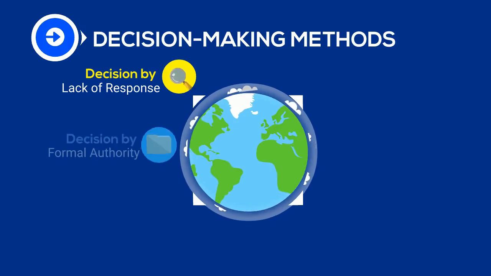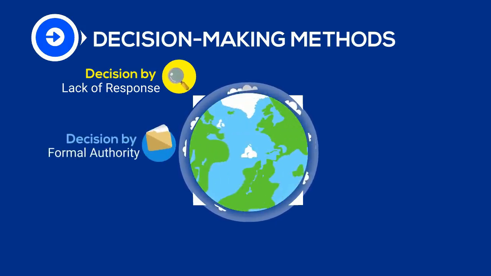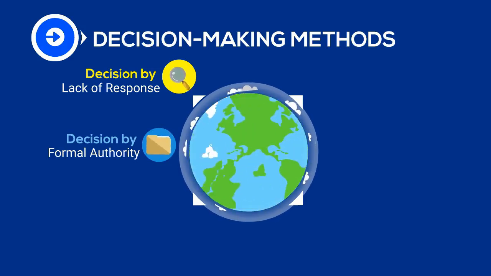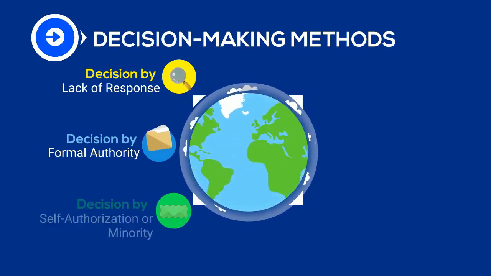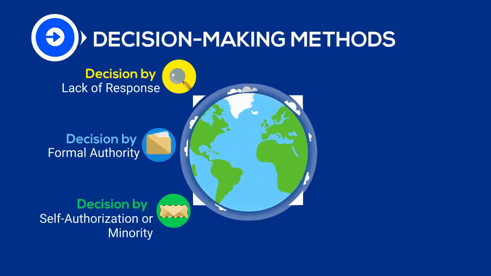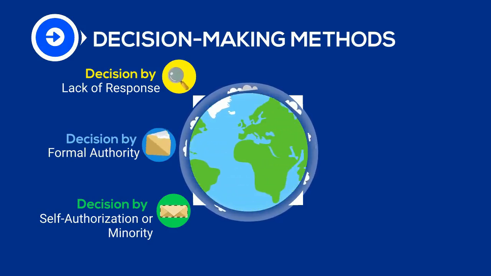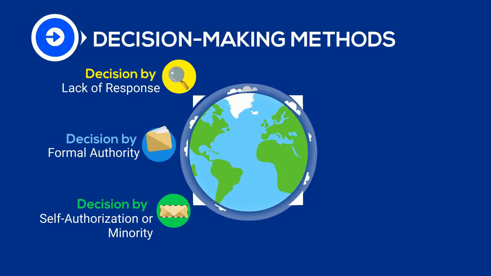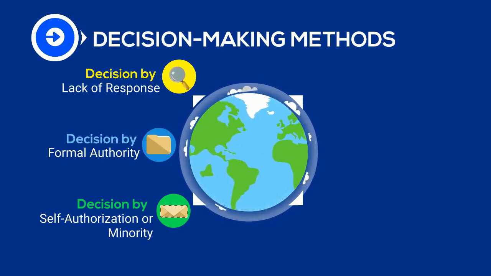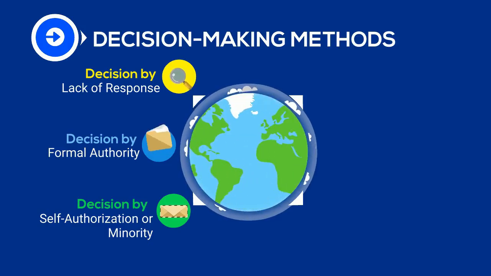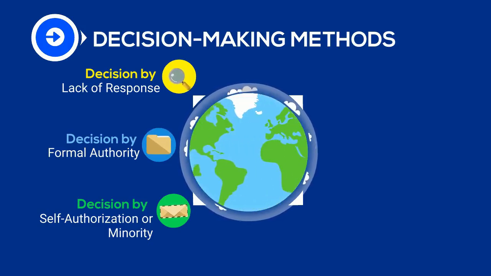2. Decision by formal authority. The group can generate ideas and hold free discussion. But at any time, the chair may say that he has heard the discussion, and he is ready to make a decision. 3. Decision by self-authorization or minority. The tacit assumption in this case is that silence means consent. One, 2, or 3 people employ tactics that produce action and therefore must be considered decisions, but which are taken without the consent of the majority.